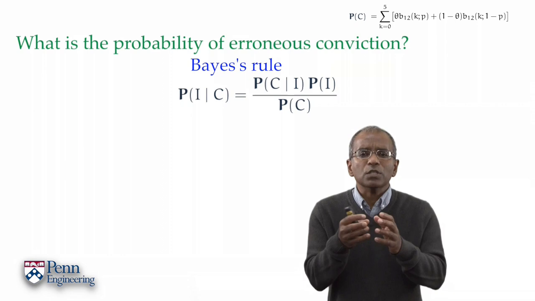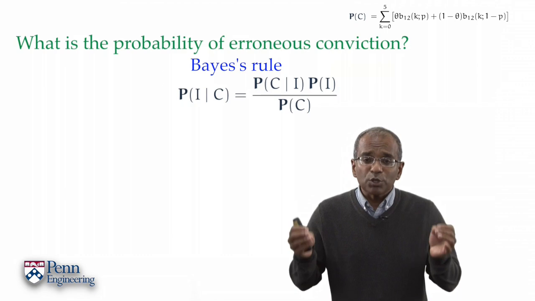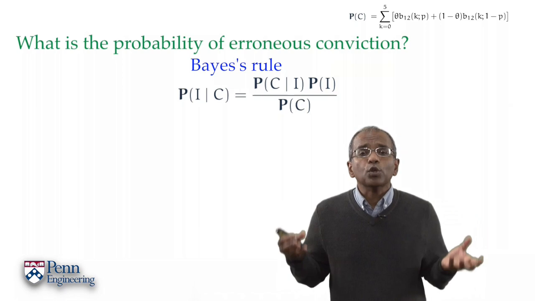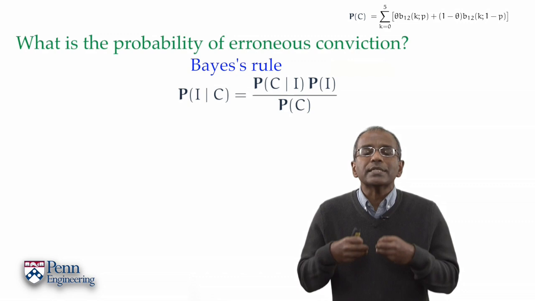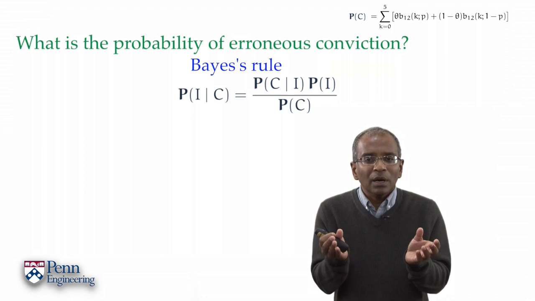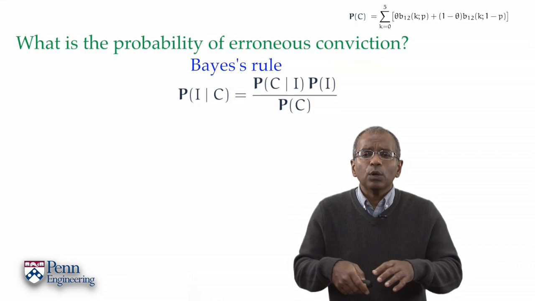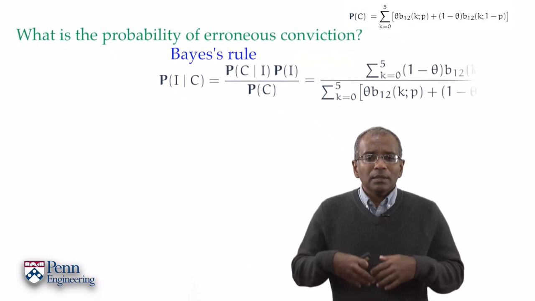The denominator is the probability that the individual is convicted, and we've just, by dint of some effort, by using additivity, computed this in closed form in the expression on the upper right. In the numerator is the term which corresponds to conviction if the individual is innocent. And this is exactly the second of the two terms which comprises the sum for the probability of conviction. And so in one fell swoop, we can simply write down the answer. The second term for innocence divided by the probability of conviction.